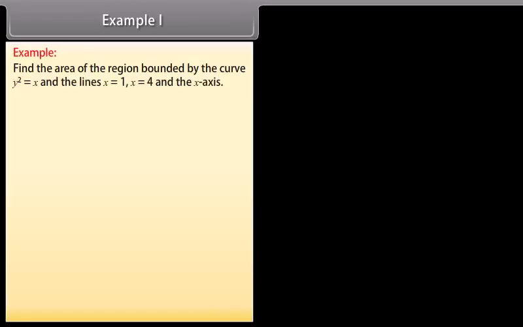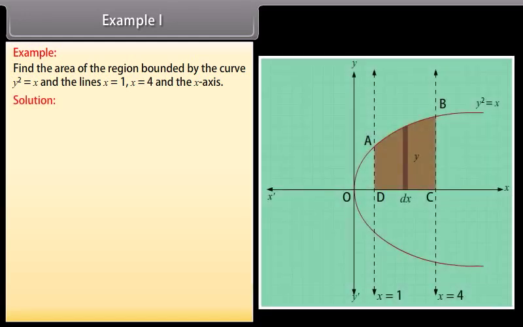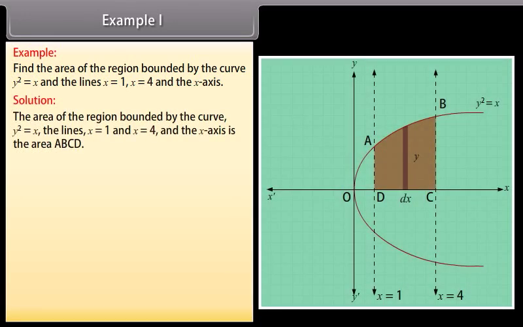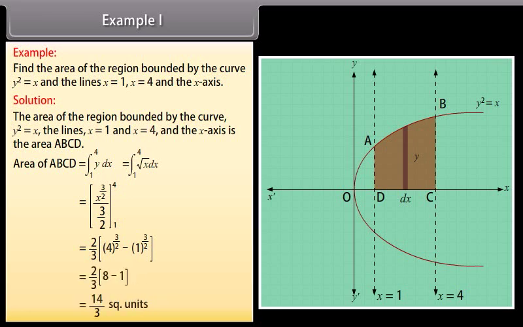Example first. Find the area of the region bound by the curve y square equals x and the lines x equals 1, x equals 4 and the x-axis. Solution. The area of the region bound by the curve y square equals x, the lines x equals 1 and x equals 4 and the x-axis is the area ABCD. Area of ABCD is equal to integral from 1 to 4 of y with respect to x. By solving it, we get area of ABCD is equal to 14 upon 3 square units.